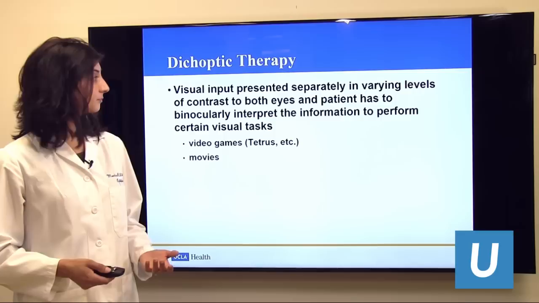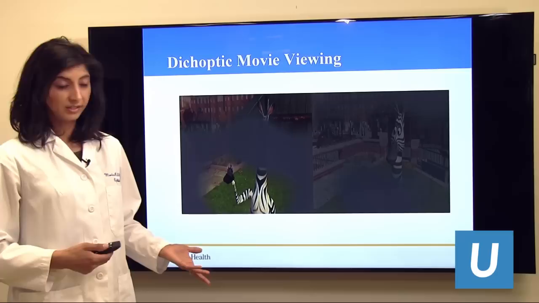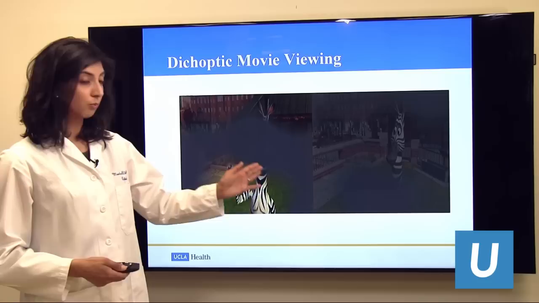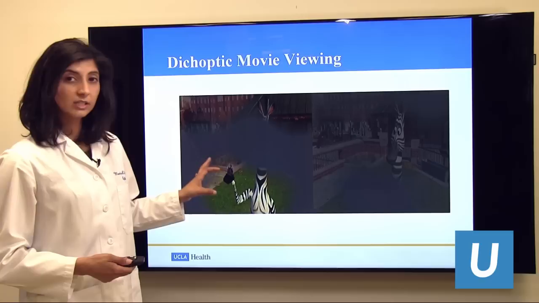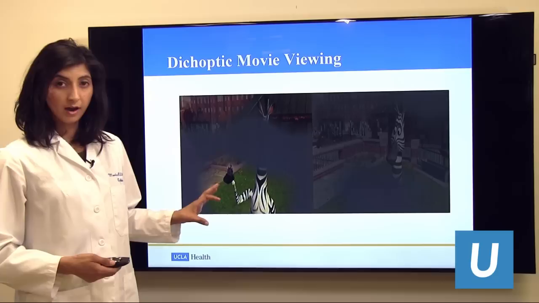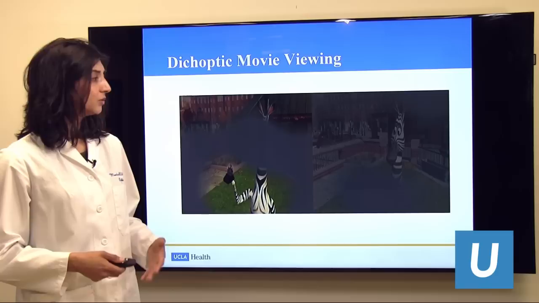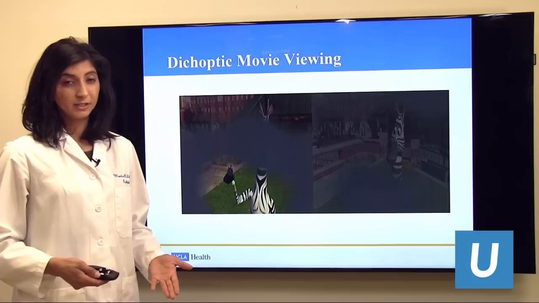So this is an example of one of these dichoptic movie images. You can see on the left, this is the image that would be presented to the amblyopic eye. It's higher contrast versus the image on the right, that would be presented to the fellow eye, or the good eye, and it's lower contrast. And there are these strategically placed blobs that obscure part of the image in both eyes. The reason they do this is because then the child is forced to use the information from both eyes together in order to follow the movie and in order to play the video game. So this perhaps may be a more engaging way to treat amblyopia than just having them patch one of their eyes a couple hours a day.